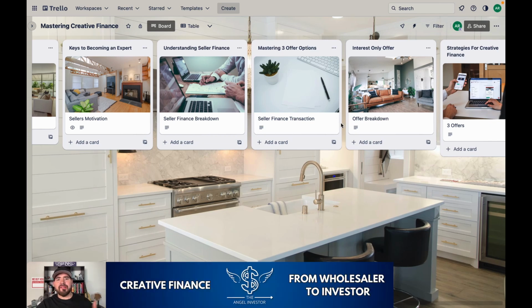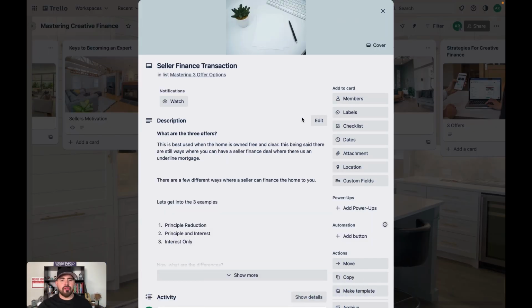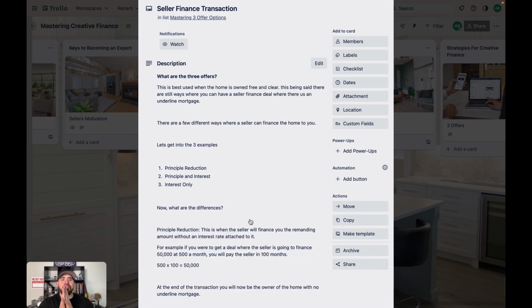So let's get into mastering the 3 different offers that we can give to every seller finance transaction. This is best used when the home is free and clear. Now, that being said, we can still offer seller finance when it has an underlying mortgage, but then that's seller finance subject to. Right now, we're only going to cover seller finance transactions on free and clear properties. So let's get into the 3 different ways we can offer them money.